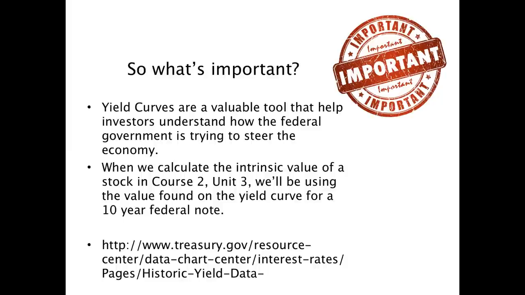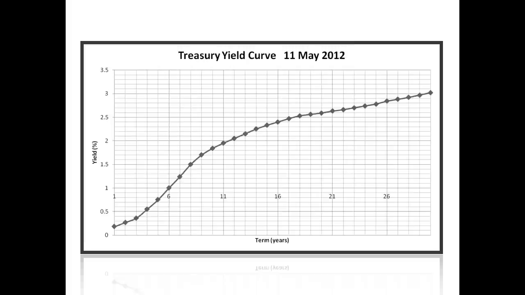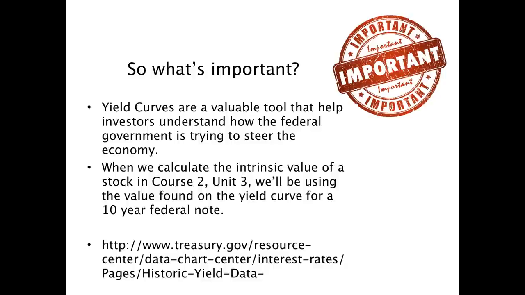When we calculate the intrinsic value of a stock in Course 2, Unit 3, which is the next unit, we'll be using the value found on the yield curve for the 10-year federal note. If we go back to the yield curve and look at the 10-year mark, you can see that we're approximately 1.7, 1.8, right in that range. That might not make much sense right now, but in the next lesson, you're going to see how it applies to our intrinsic value calculator.